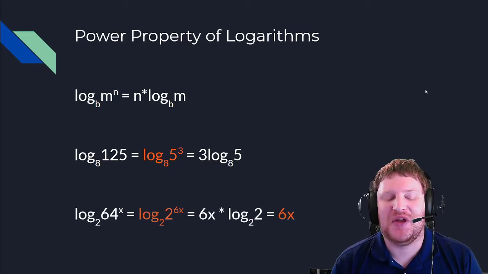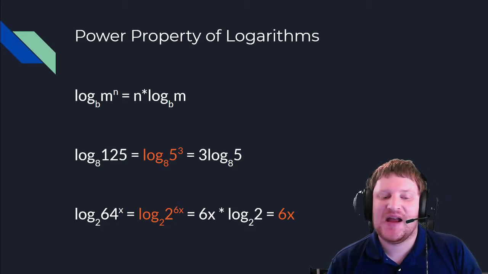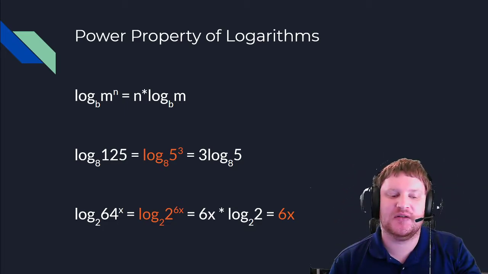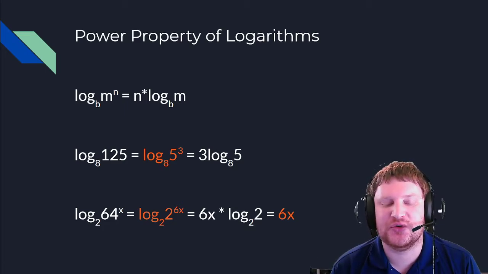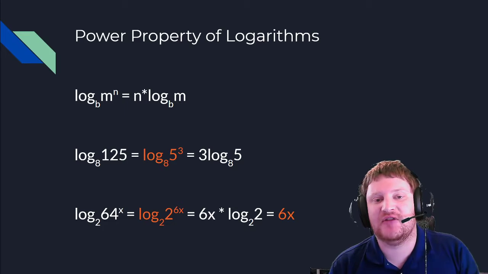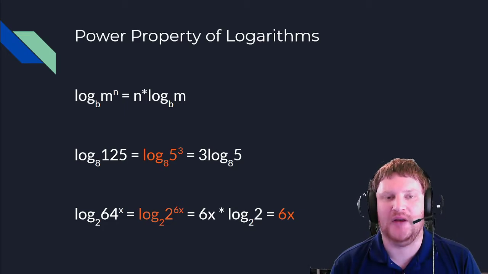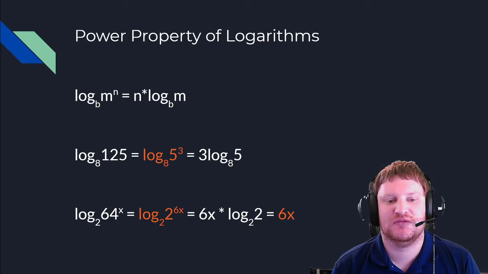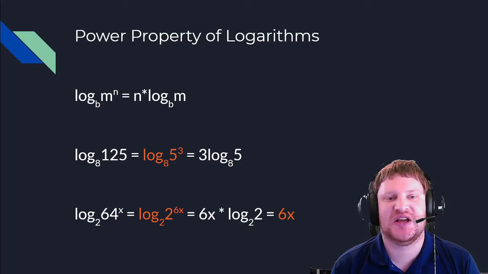So essentially what we have here is log base 2 of 2 to the 6x, and that 6x comes out front because that's the power, and now we have 6x times log base 2 of 2. Well, again, going back to that first slide of definitional logarithms, log base 2 of 2 is just 1, and 6x times 1 is just 6x. So this all simplifies to just 6x.